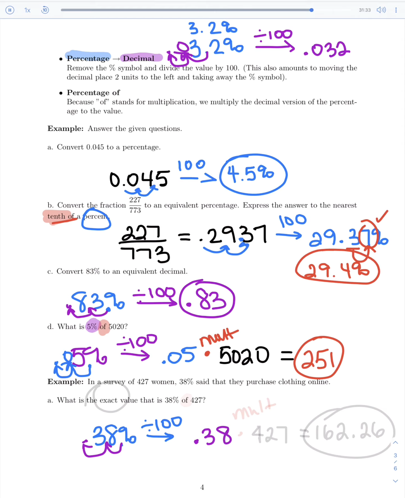Just like the last one, the "of" means you're going to multiply it to the next number, which is the 427. So what is 0.38 times 427? Well, they said exact, so do not round. So exact means don't round. It's going to be 162.26. Exactly.